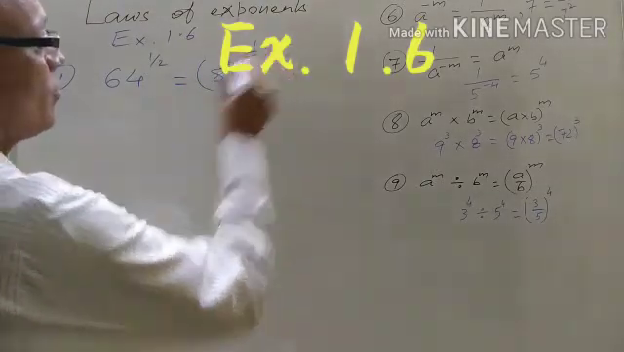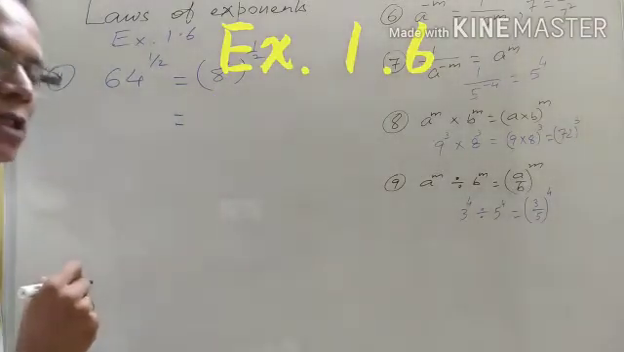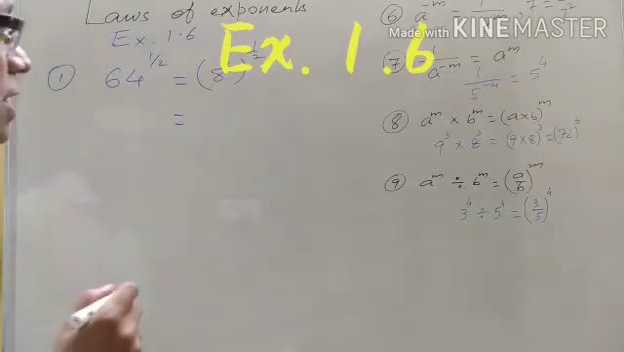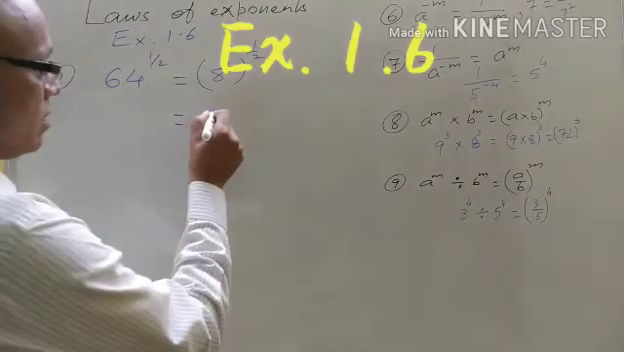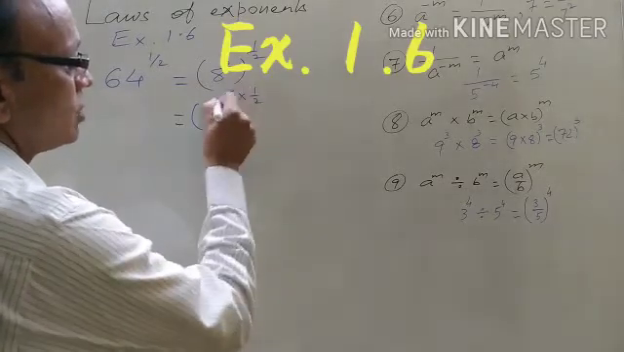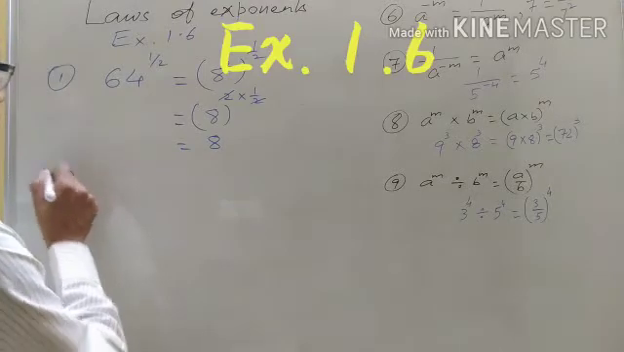So this will be 1 upon 2. We have studied the law of exponents, a to the power m to the power n becomes a to the power m into n. So this will be 8 to the power 2 into 1 upon 2. This 2 cancelled. The result becomes 8.